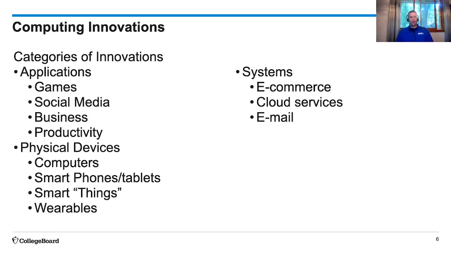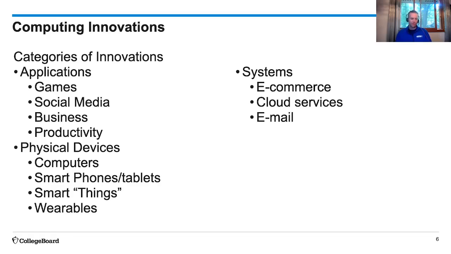Now, another category is physical devices. Things that you hold in your hand, or things that you put on your body, or things that sit on top of a table. Things that are physical, you can touch them. So some examples, obviously, computers. You have a laptop computer, you have a desktop computer. You go into a computer lab and you see all these things sitting on tables. Those are physical devices. Smartphones, tablets, things that you hold in your hand, that you touch, that you interact with.